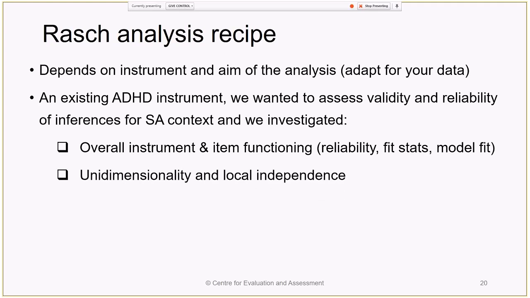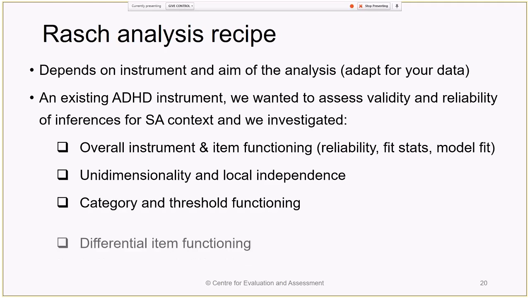unidimensionality and local independence. So unidimensionality, I've been saying we're measuring one construct. We want to measure it so strongly that there's nothing that competes with it. Local independence, we want items to be independent from one another. How you answer one question shouldn't influence how you answer the next one. We wanted to look at category and threshold functioning of our scale, if it made sense. We're going to do examples of all of these to make it more accessible to you.